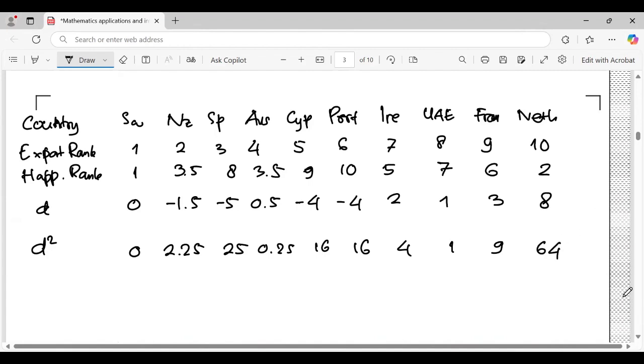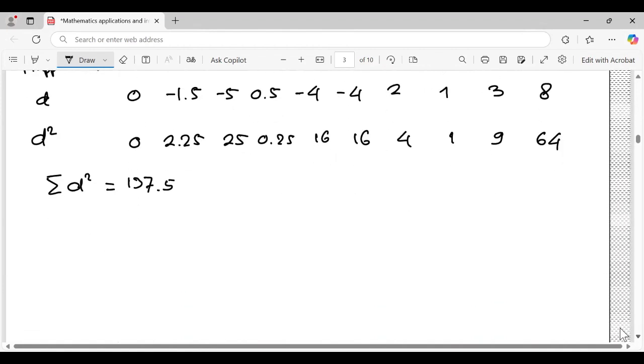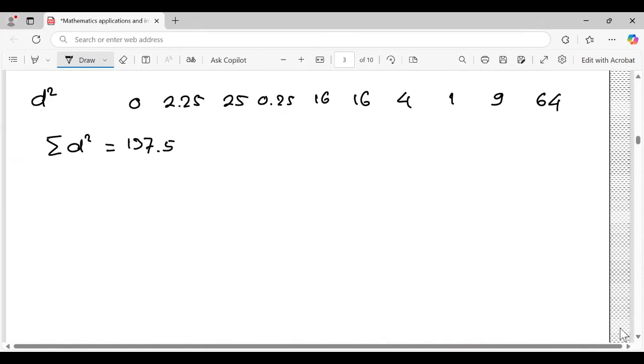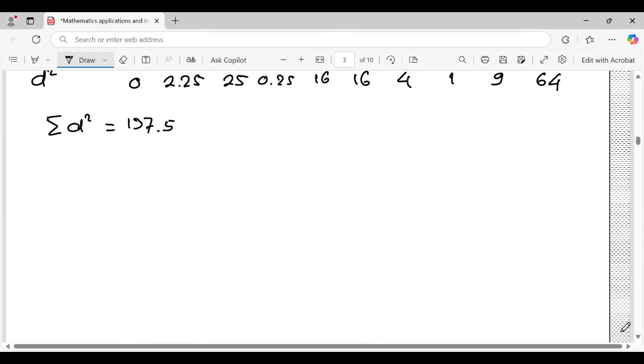Now, substitute this information. I would like to calculate first the sigma d squared. If you calculate all of this, it is 137.5. That is sigma d squared. Next, we are going to calculate RS.